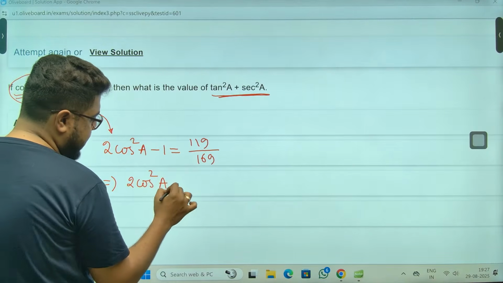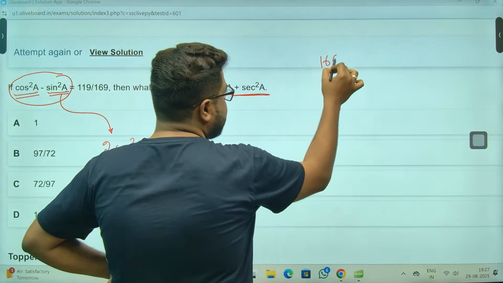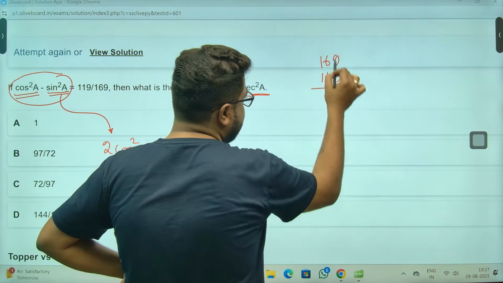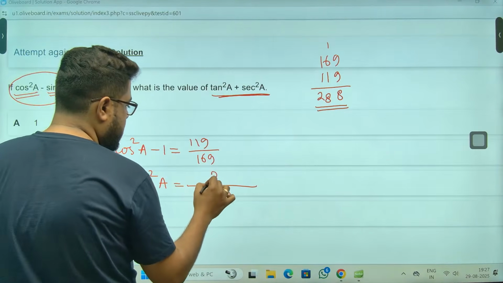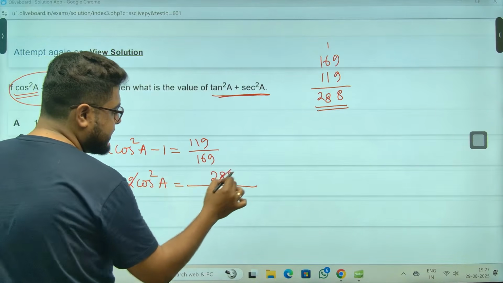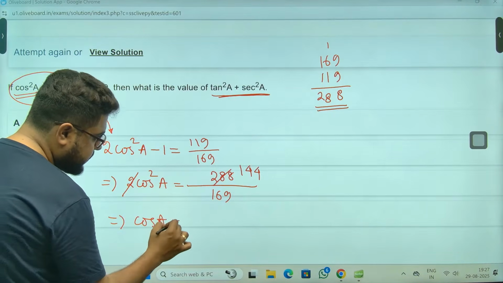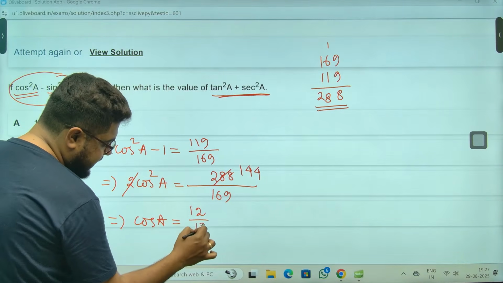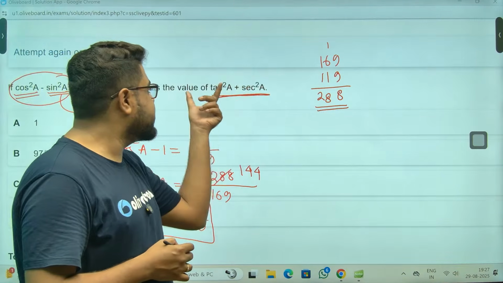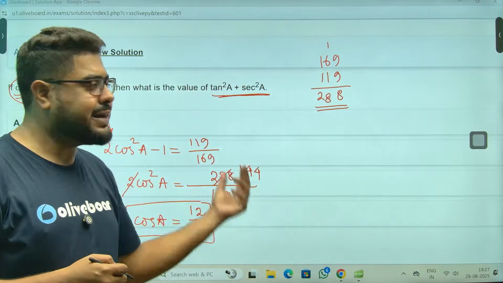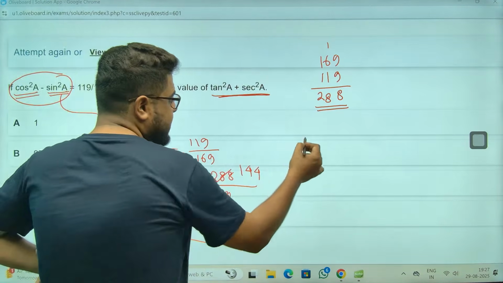2 cos square A becomes 169, and this is 169 plus 119, 288. So 2 cancel, this is 144. So that means cos A becomes 12 divided by 13. I'm just taking the positive values. Why? Because this is also square, so even if I take negative, it will eventually turn out to be positive. So cos A is this.